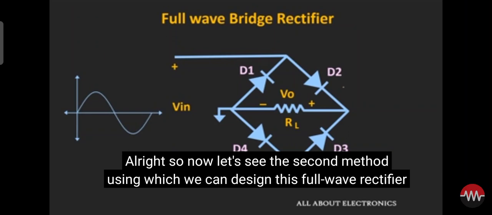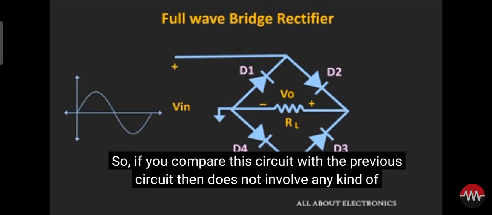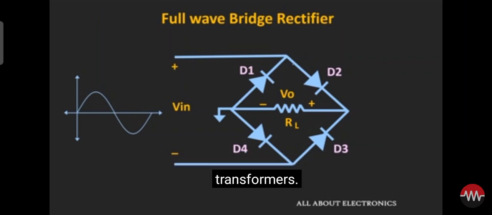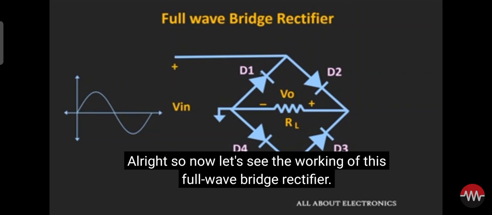Alright, so now let us see the second method using which we can design this full wave rectifier circuit. As you can see over here, this full wave bridge rectifier circuit consists of 4 diodes. If you compare this circuit with the previous circuit, then it does not involve any kind of transformer. And due to that, the size of this circuit will get reduced. Alright, so now let us see the working of this full wave bridge rectifier.